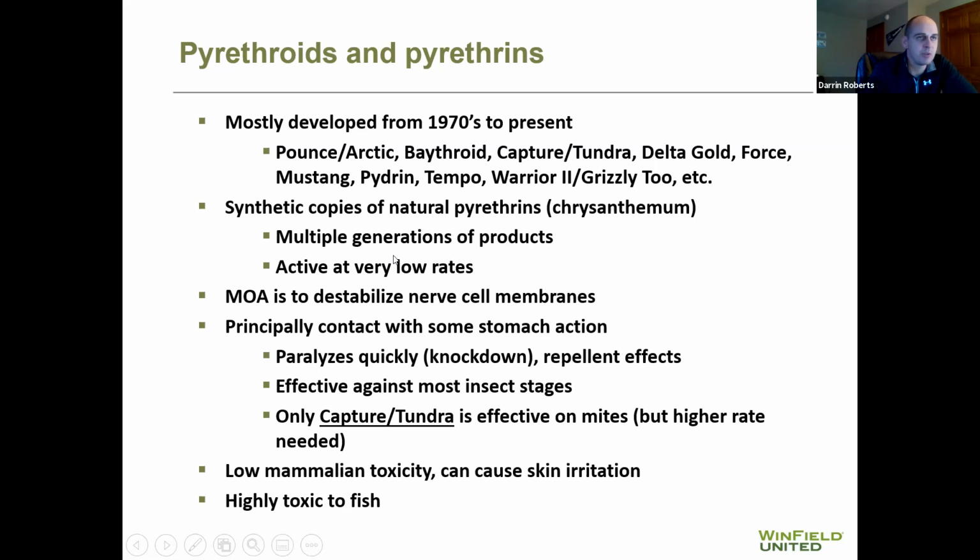Okay, there's been multiple generations of pyrethroids where they've gotten better activity and more effective. In general, they're very low use rates. If you compare the use rate of a pyrethroid versus an organophosphate, we're talking about ounces as compared to pints or quarts. Okay.